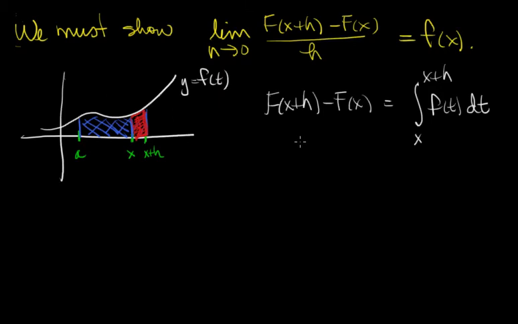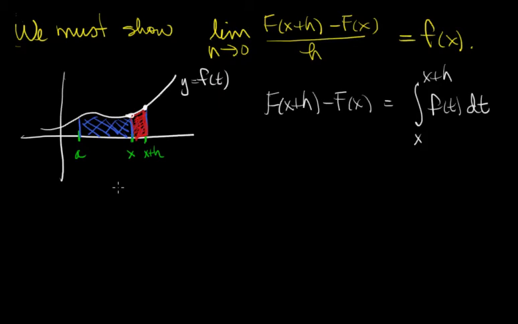You can see that on the picture. Now imagine h really, really, really small. Then the y value here at f of x and the y value here at f of x plus h will be almost the same.